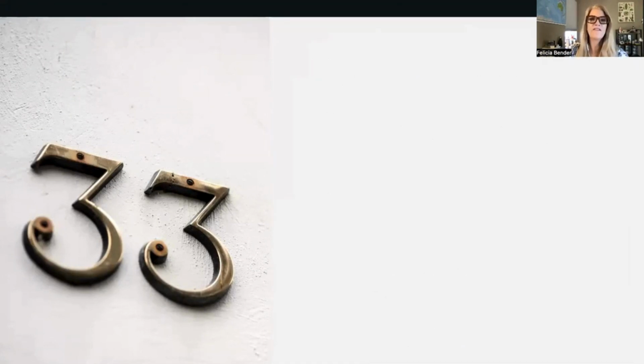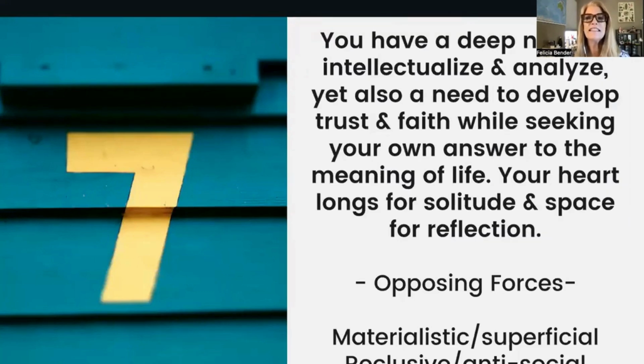All right, the 7. The 7 has a deep need to intellectualize and analyze, and yet also has a need to develop trust and faith while seeking your own answer to the meaning of life. Your heart longs for solitude and for some space for reflection. It is really this internal soul-based. To have a 7 as a soul urge is kind of the ultimate soul urge, right?